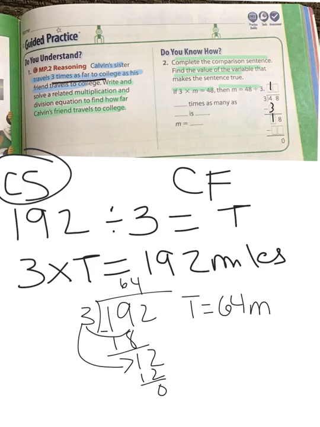Subtract, bring down your 8. 3 goes into 18 6 times. 3 times 6 is 18. So 3 times as many as 16 is 48, and our answer is 16. There should actually be an m here, not a 3, and not a 16. So 3 times as many as m is 48, and m equals 16.